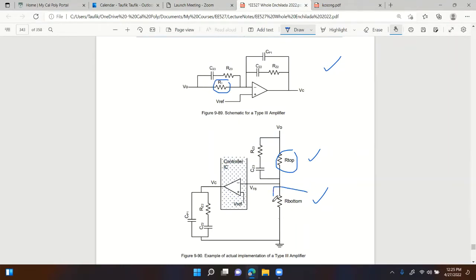R bottom is not there. You don't see the resistance that represents our R bottom in this picture. Nothing there, right? So it is important for you to know why. Because R top affects stability. It affects the gain actually. Z2 over R1, that's the gain of this op-amp.